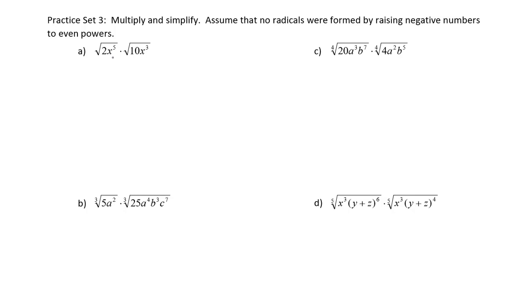The square root of 2x to the fifth times the square root of 10x to the third. We have indexes that match, so we can just write it as the square root of 20 x to the eighth. Now if I think about 10 and 2, I know that I can break that apart. I can break this into 4 times 5. That's equivalent to 20, but 4 times 5 breaks it apart, so I have a perfect square here. Also, x to the eighth can just stay x to the eighth.